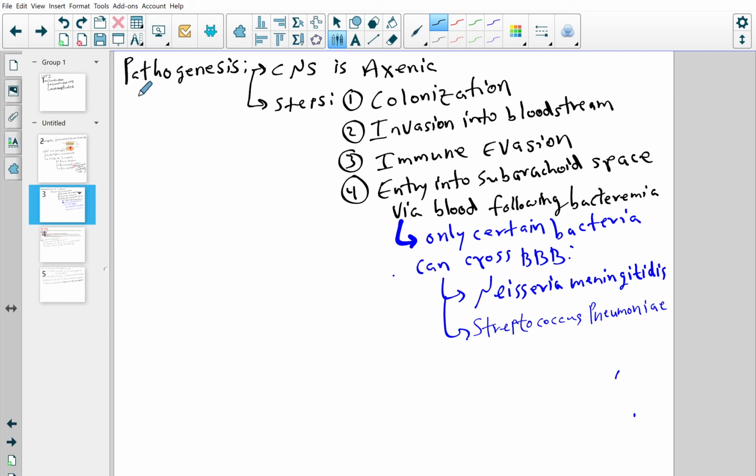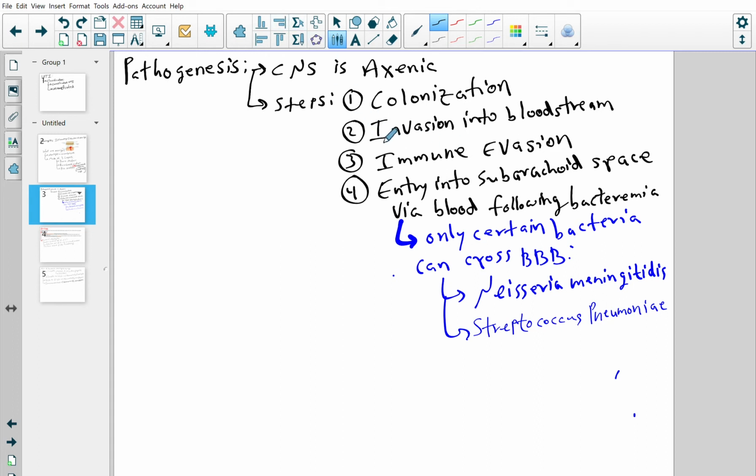Pathogenesis. How does it happen? First of all, the central nervous system is axenic, which means it does not harbor any normal microbiota. So what are the steps in the pathogenesis that lead to meningitis? First, colonization. The bacteria that can cause meningitis most often first colonize the respiratory tract mucous membranes.